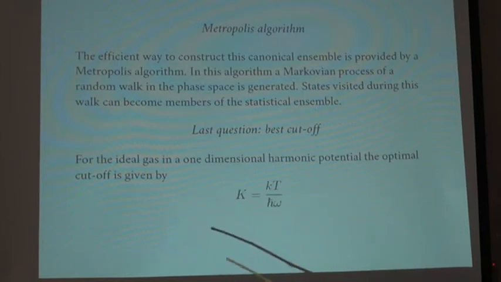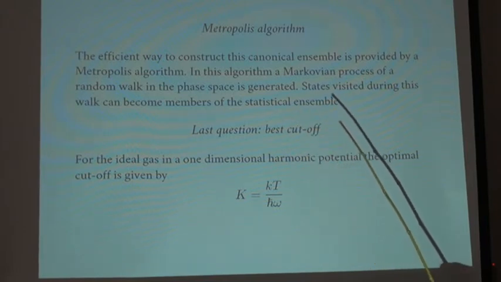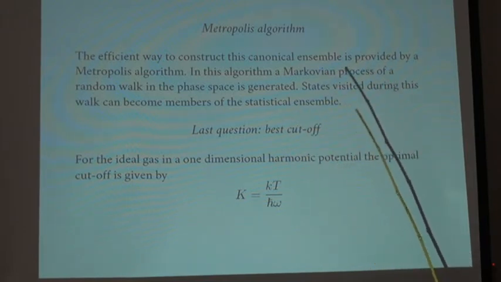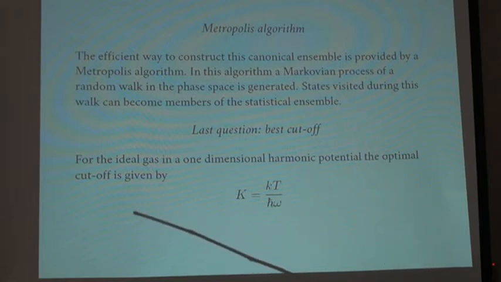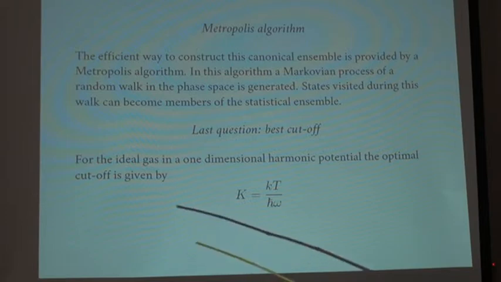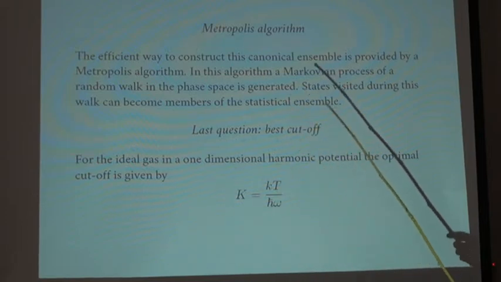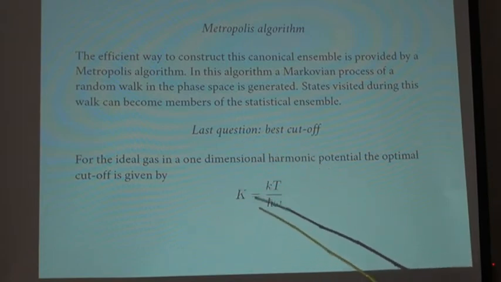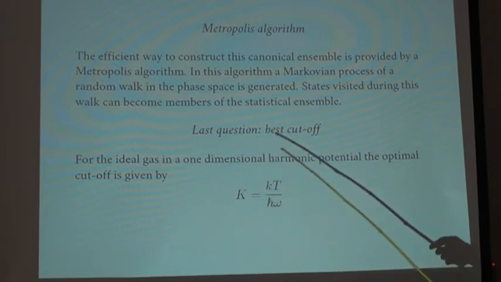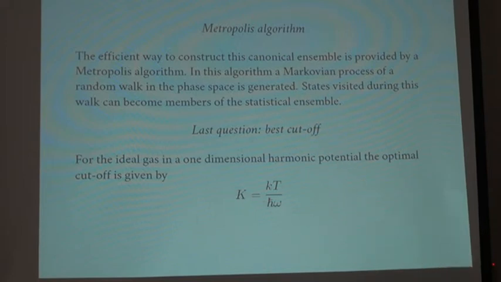And the best way to do it is the Metropolis algorithm. So it is a Markovian process. We start with a single point in phase space, and then we walk randomly in this phase space, and some of the points visited during this walk are included in our ensemble.